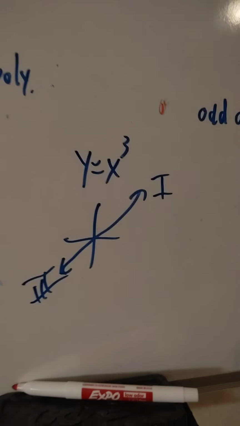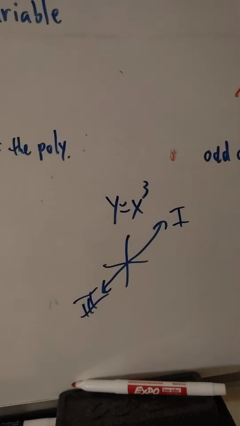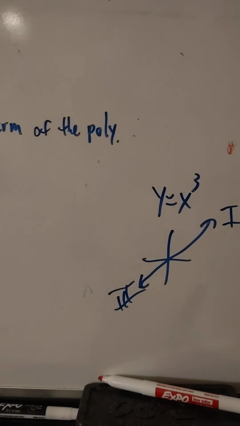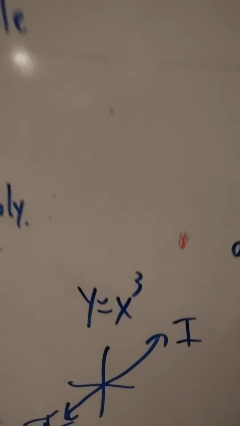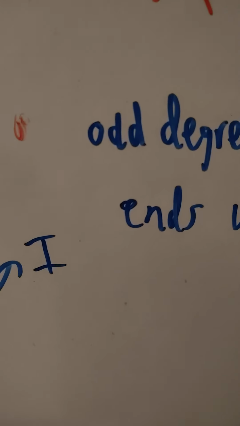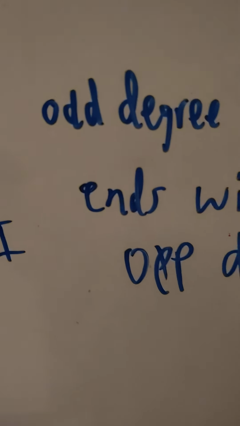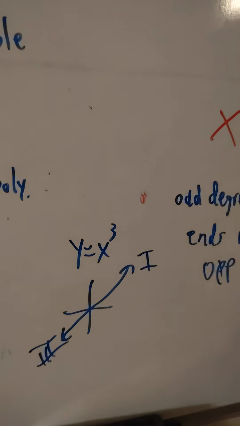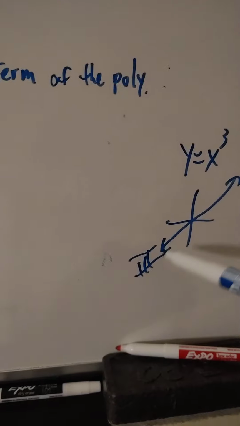That's very helpful if you want to get a rough sketch of a polynomial function. Look at the power function and then ask yourself, is it of even degree or odd degree? If it's of odd degree, then we know the ends will go in opposite directions. That's telling a lot, because most of the graph is as x goes toward infinity. So we know this part's going up and to the right forever, and that's going down and to the left forever.